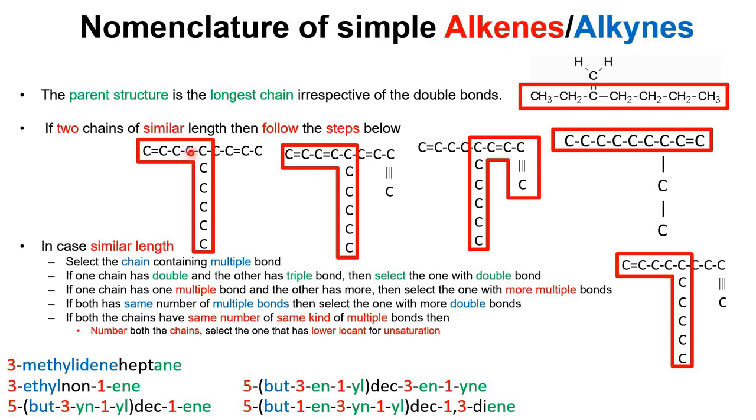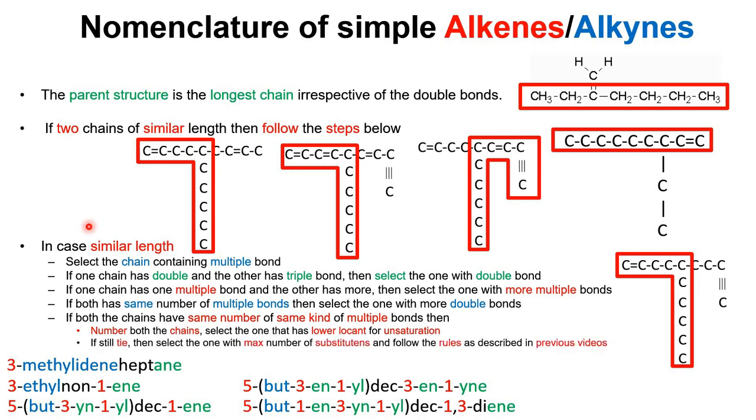If you see, all other conditions are the same for both the chains. Both of the chains have the same number of carbon atoms, the same number of multiple bonds, and the same number of double bonds. But the only difference is that in one chain, the position of the double bond is at carbon number 1 and in another chain, it is at carbon number 2. So you will have to select that parent chain which has the lower locant for the position of the multiple bond. So this will be your parent chain.